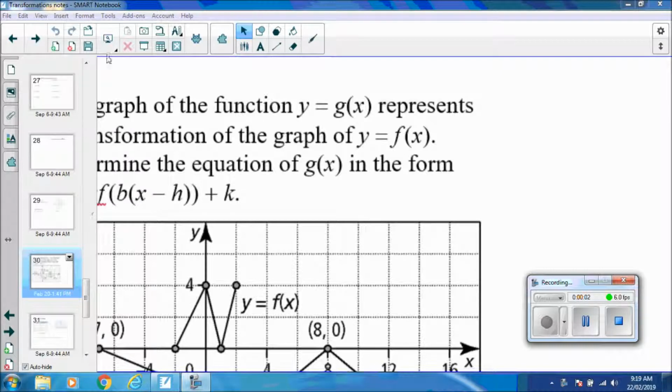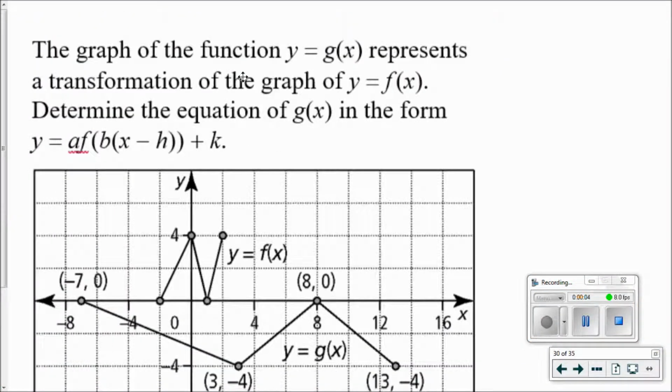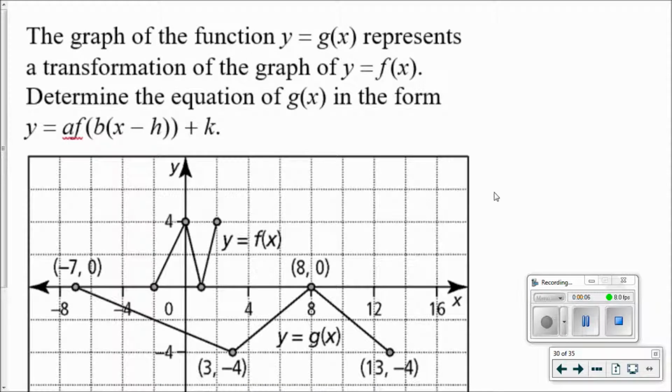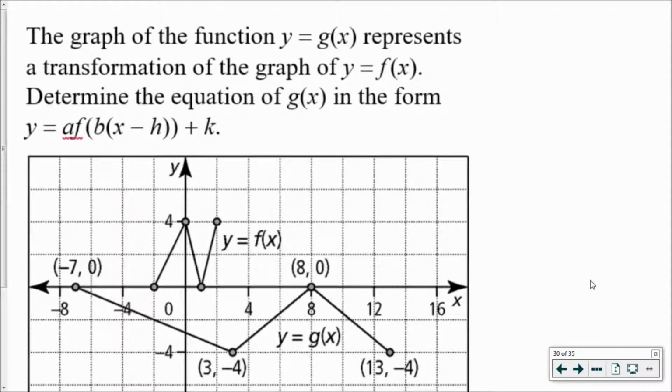Okay, so we are looking at this problem. The graph of the function g of x represents a transformation of the graph of y equals f of x. Determine the equation of g of x in this format, the equation of the transformation. So f of x is our original.